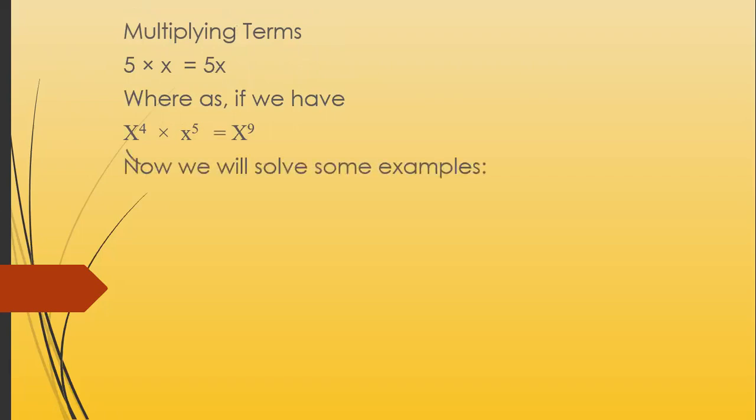So here is an example. A is 7w into 5. It results 35w. Here we multiply 7 by 5 and write w with 35 in answer. As you all know that there is always a multiplication sign in between coefficient and variable.